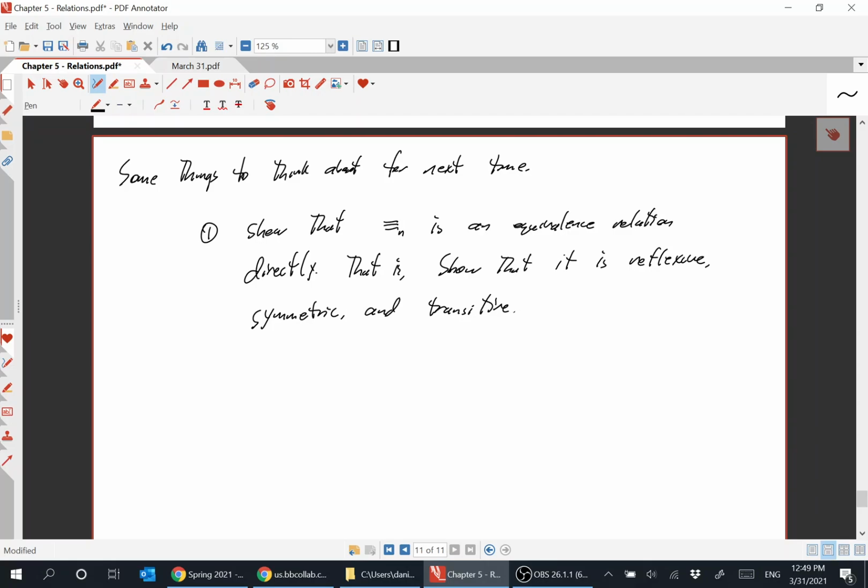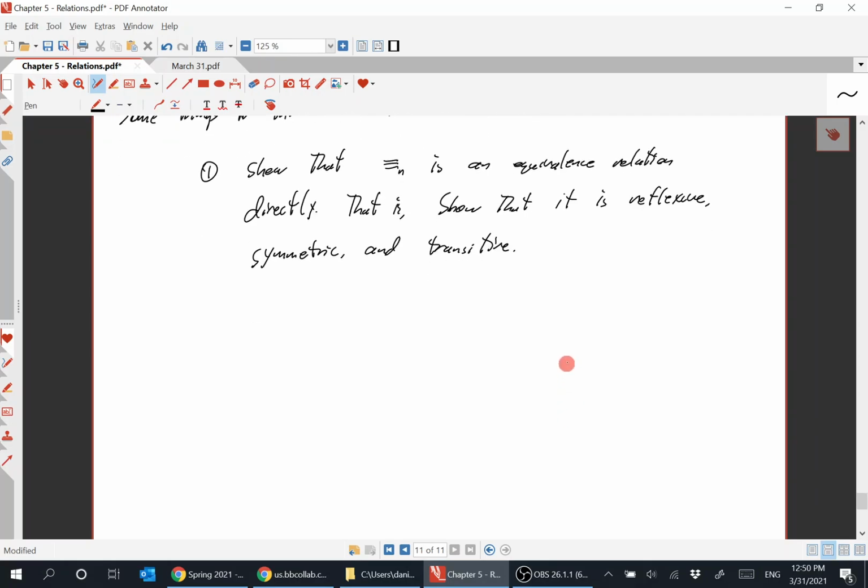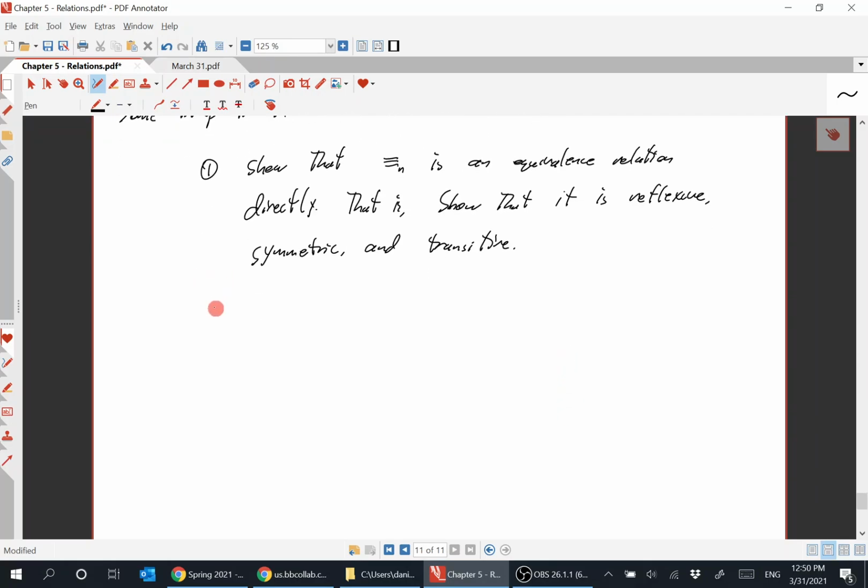You don't have to think of what the equivalence classes are. We've already done that, but give a proof just directly from the definition of equivalence relation. We did it just by showing that the relation defines a partition, which is the less common way of doing it. 2, consider the following relation.